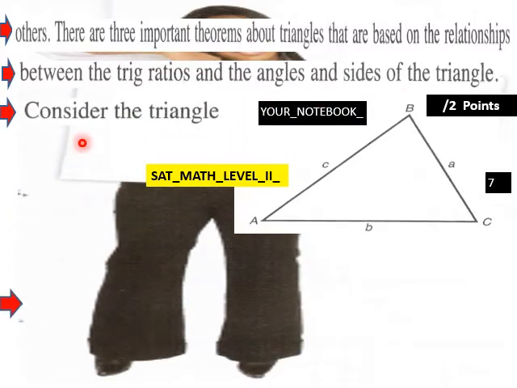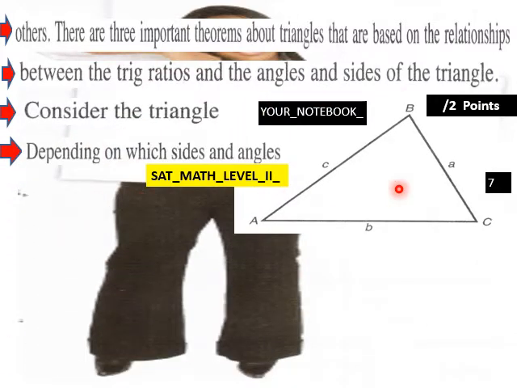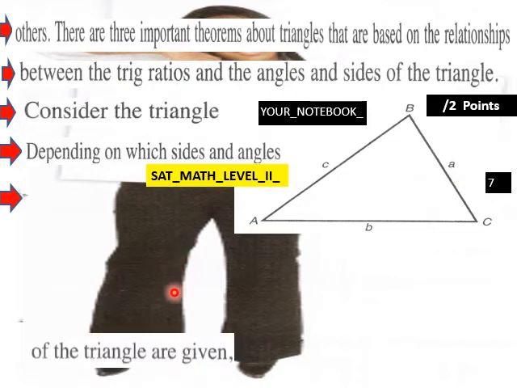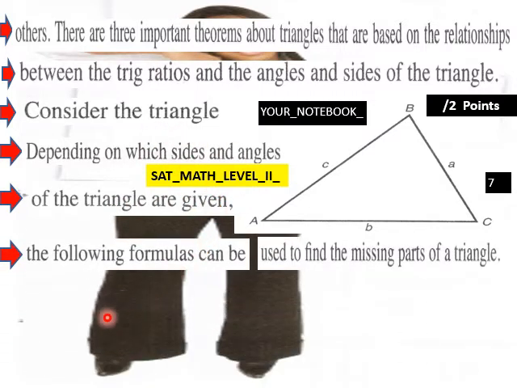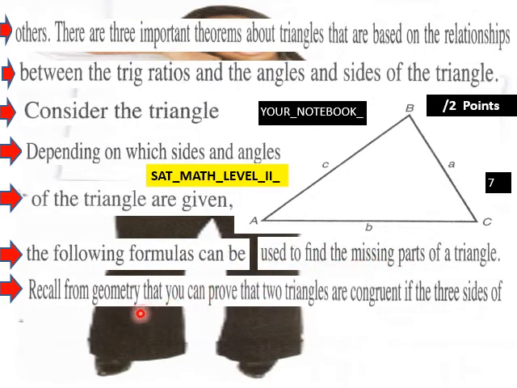So consider the triangle here, depending on which sides and angles of the triangle are given. The following formulas can be used to find the missing parts of a triangle.